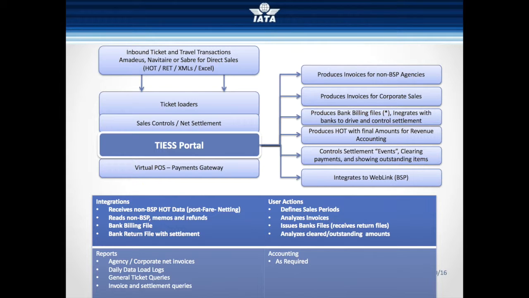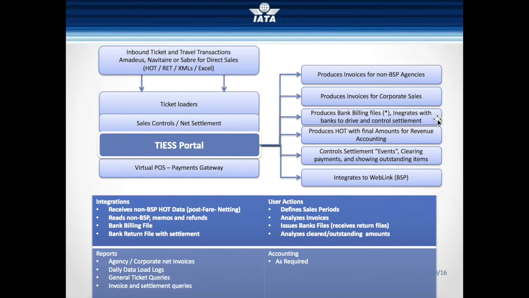Looking at the main processes, you would see production of invoices. Invoices even for corporate sales, since we have non-standard sales periods, you can work on a monthly format, billing data for billing transactions for corporate sales, while having a weekly non-BSP agency sales period occurring simultaneously.